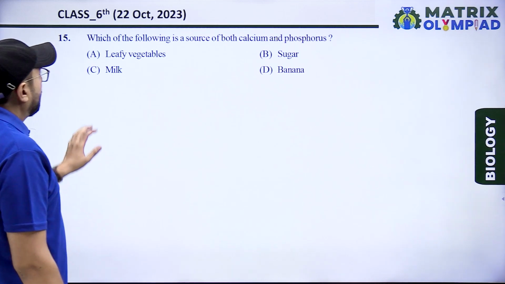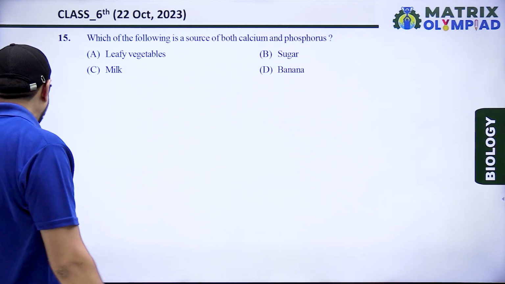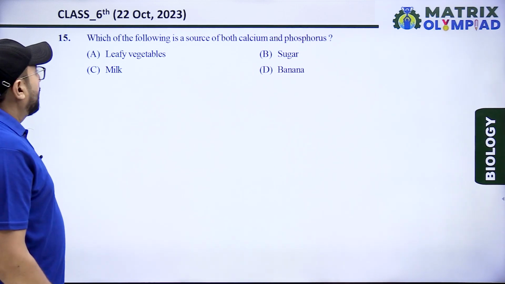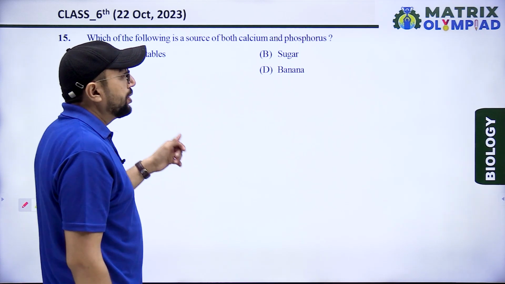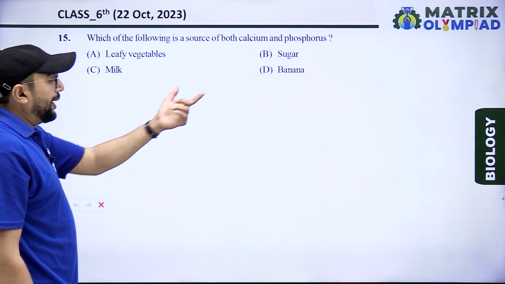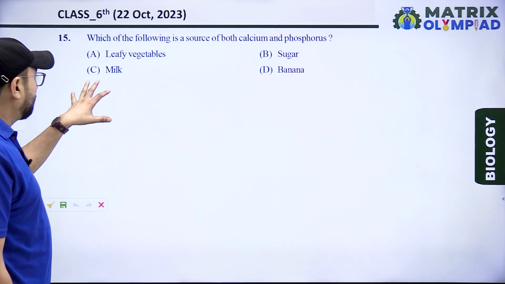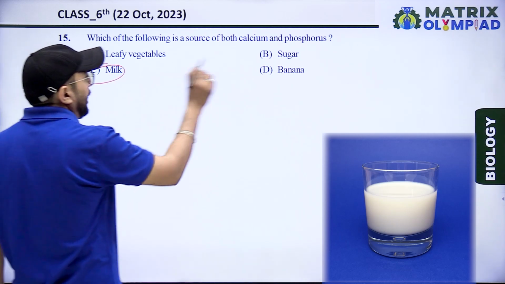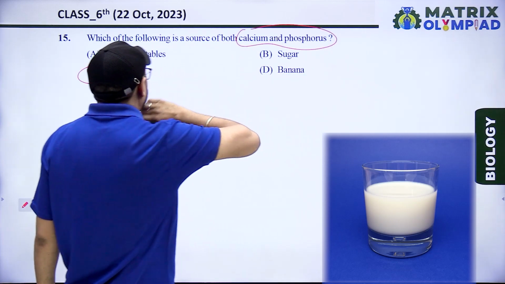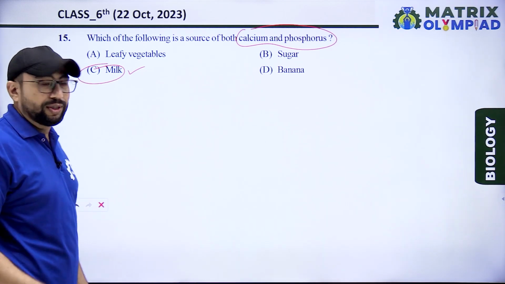Next question. Which of the following is a source of both calcium and phosphorus? Option first, leafy vegetables. Second, sugar. Third, milk and banana. The right answer for this question is milk. Milk is the source of calcium and phosphorus. Then option C is the right answer for this question.